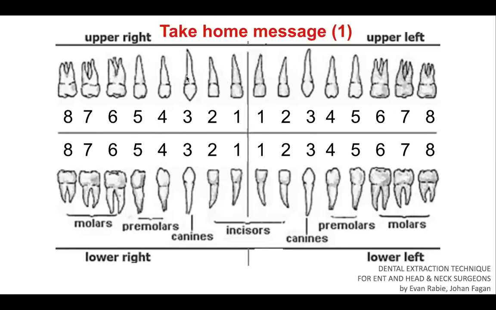As you can see, all the front teeth have only one root. The central and lateral incisors, the canines, and the premolars only have one root. However, all of the molars, right upper molar, right lower molar, left upper molar, and left lower molar, have more than one root. So remember to check you have got all the roots. Make sure you leave no roots behind.